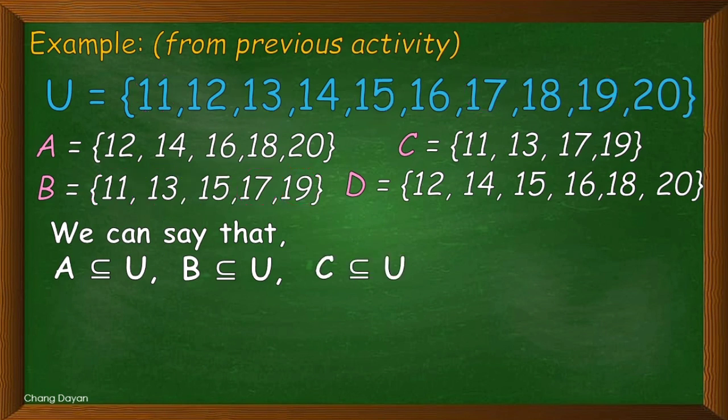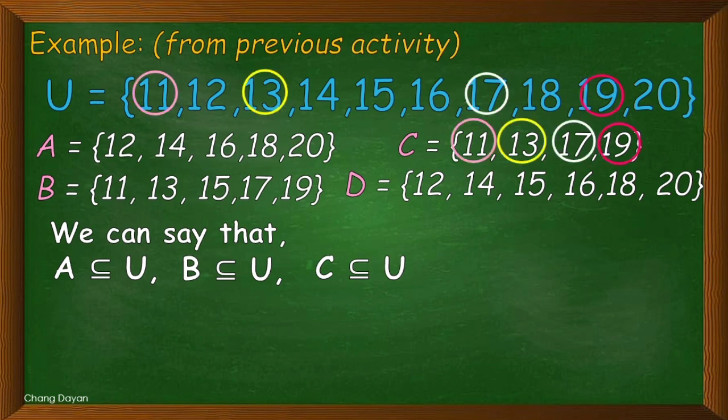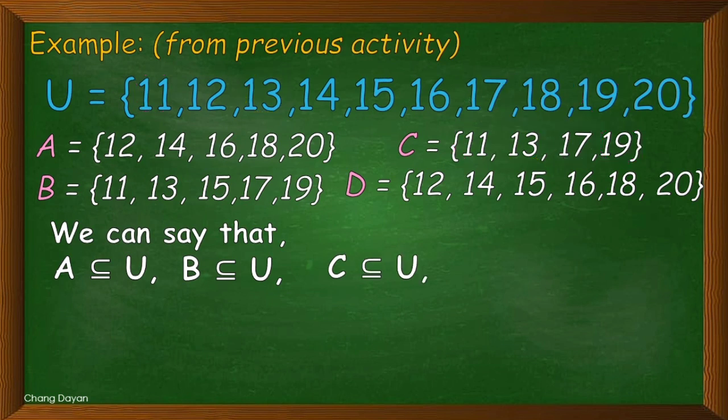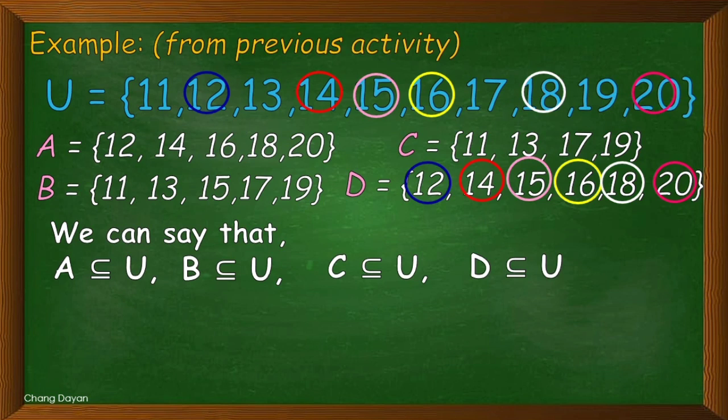Next is C is a subset of U, meaning these four elements can be found in our universal set. And we have set D is a subset of U. So 12, 14, 15, 16, 18, and 20 are present in our universal set.